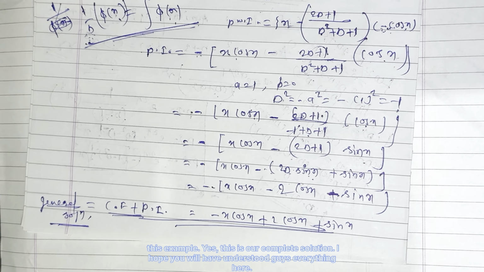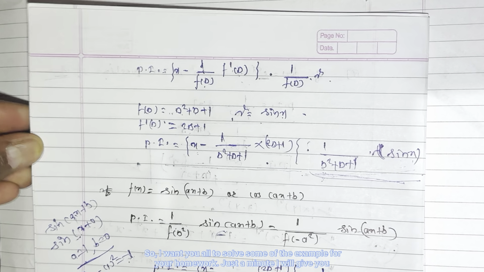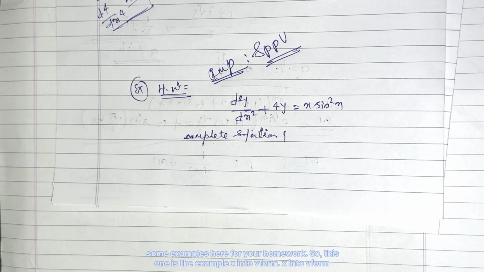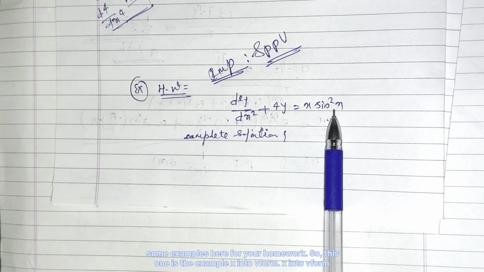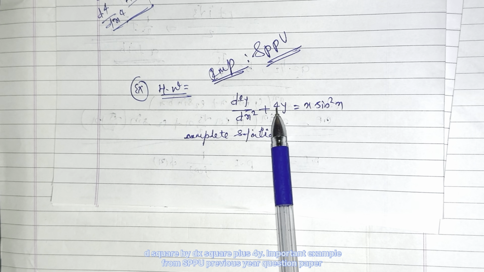Yes, this is our complete solution. I hope you all have understood everything here, guys. So I want you all to solve some examples for your homework. Just a minute, I'll give you some examples here for your homework. So this one is the example, x into V form: d square y by dx square plus 4y.